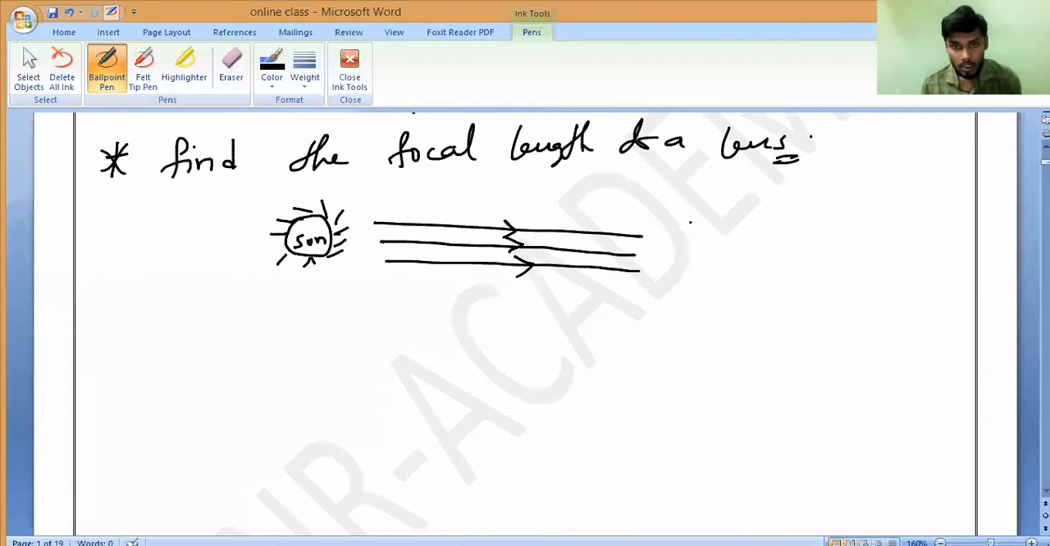How many of you have tried to burn paper with the help of a magnifying glass? Let us take a paper here somewhere, and I am trying to focus the image of the sun as small as possible, like a point object. That is what we call the focal length of the lens. So how to find it?